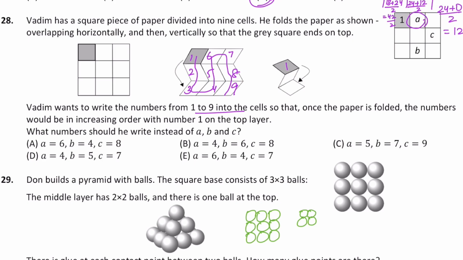So A will be 6. Can't be this, can't be this, can't be this. B would be 4. And C would be 8. So it's option A.